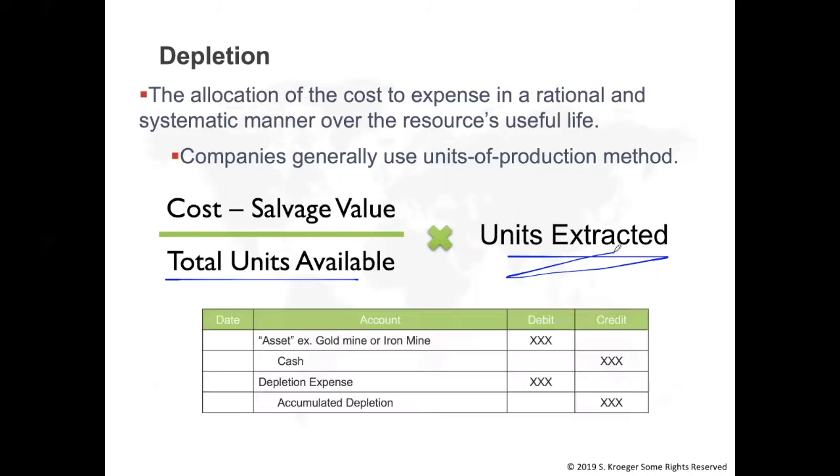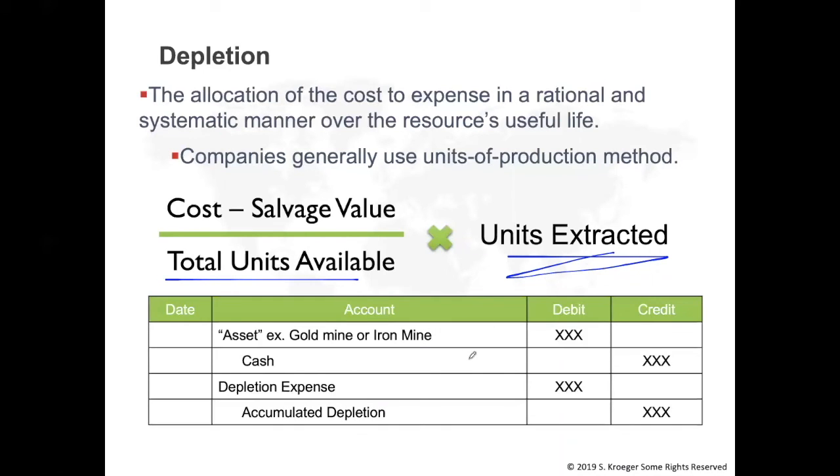The journal entries for natural resources will look like this. When we purchase the resource, we'll put it on our books as an asset, such as gold mine, iron mine, and we'll spend the cash in order to purchase it. Then when we do the depletion each year, it's the same as depreciation expense, but depletion expense, and we'll credit accumulated depletion for the amount. We'll use this formula to calculate the yearly depletion, which would go right here.